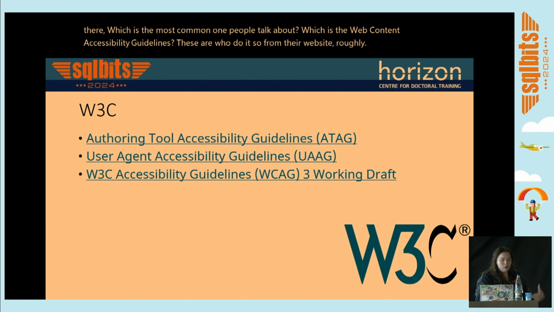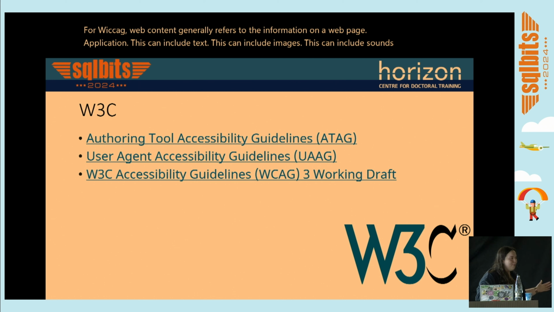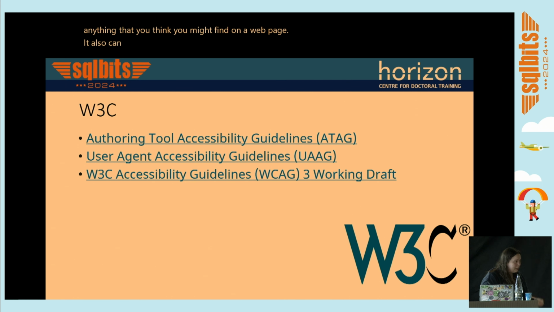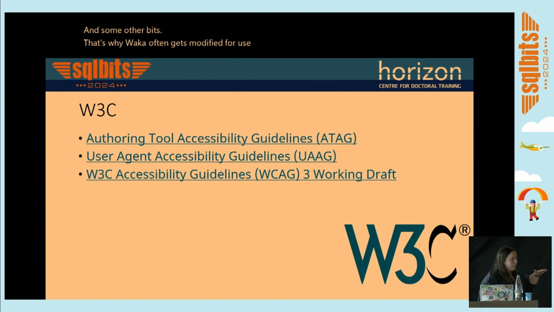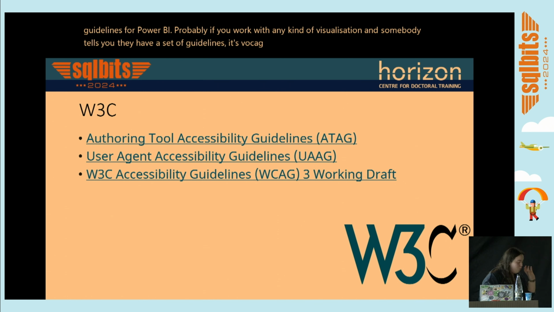for WCAG, web content generally refers to the information on a web page or application. This can include text, images, sounds, videos, anything that you think you might find on a web page. It also can include dynamic content, so content that changes, and some other bits. That's why WCAG often gets modified for use in apps. I've seen people modify WCAG guidelines for Power BI. Probably, if you work with any kind of visualization and somebody tells you they have a set of guidelines, it's WCAG modified in some way.